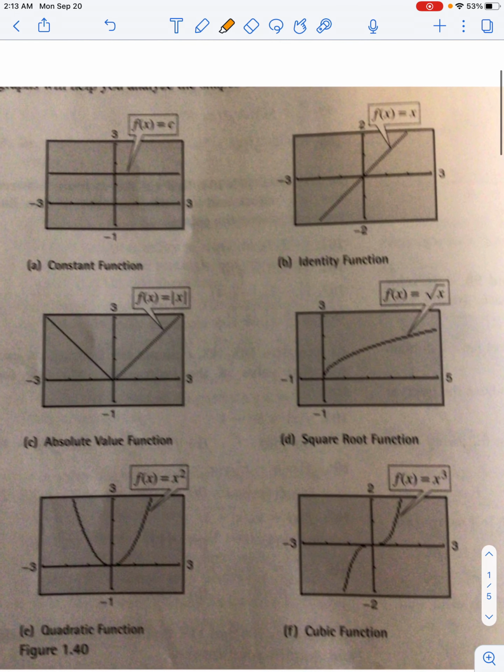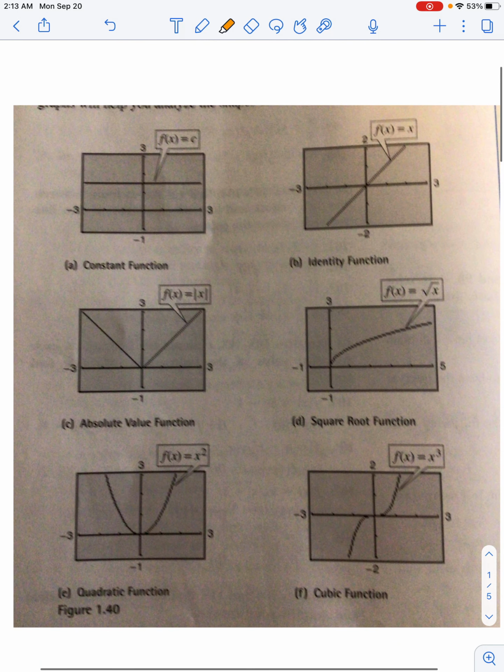So first off, we got to look at some parent functions. Some functions that we just kind of have to start recognizing is our constant function. Constants are straight lines, okay? Again, it doesn't have a slope. It's not moving up or down. Whereas we may have just an identity function, f of x equals x, okay? It's just going to be our kind of like basic slope formula, okay?